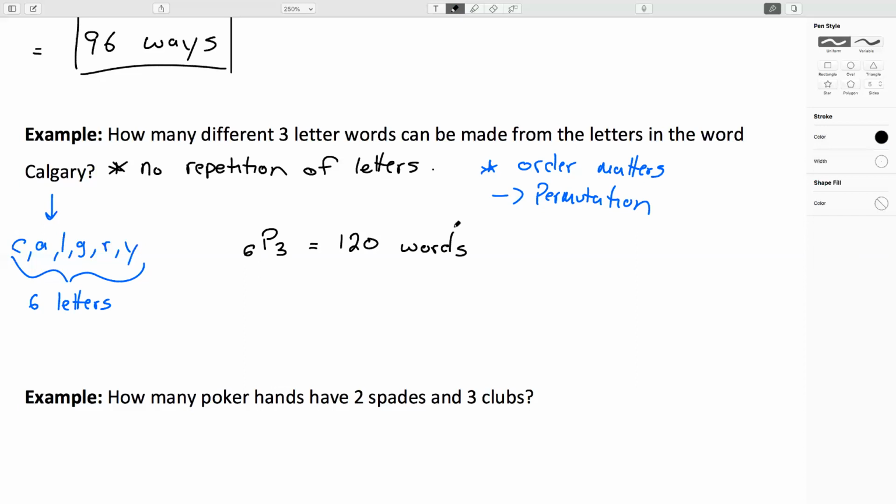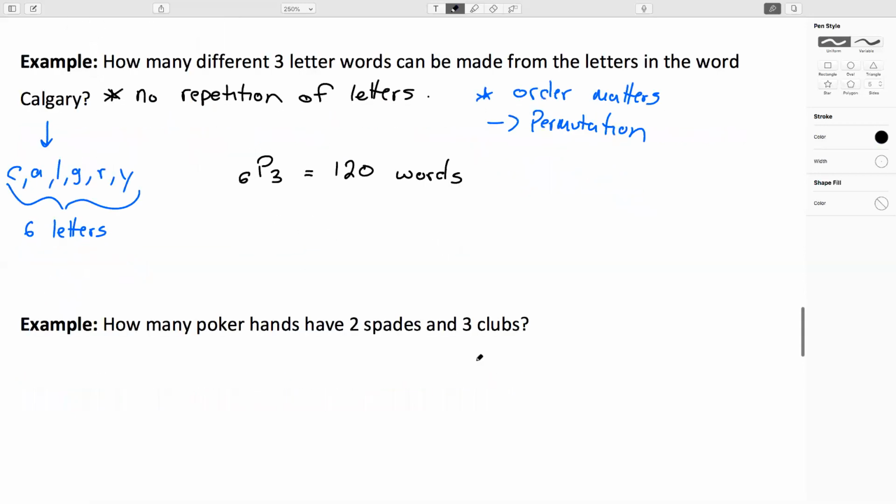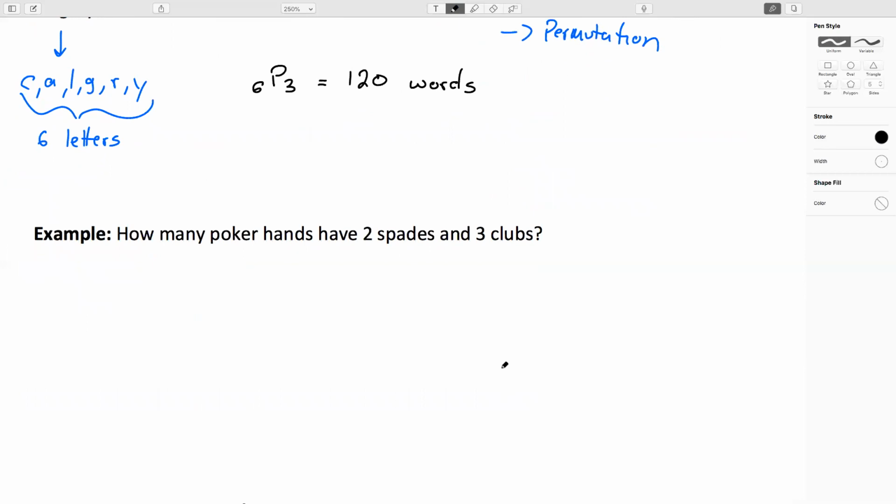Now we've got to be careful. If we had chosen 7, because there's 7 letters in the word Calgary, we're going to get a lot more than 120 words. But because we recognize that there's no repetition, we did eliminate one of those letters. We're actually only working with 6 different letters. It's 6 permutation 3.